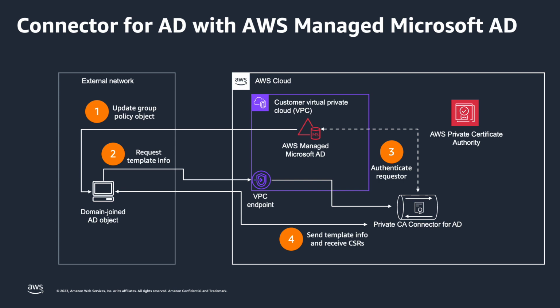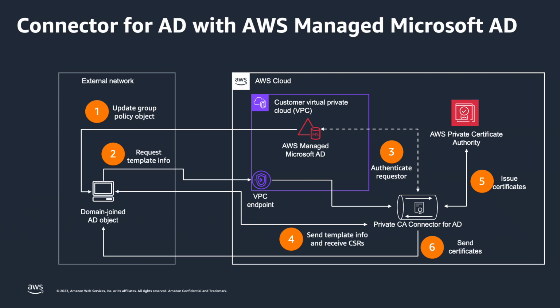Now, in step 4 of the diagram, the domain-joined device can receive information about enabled certificate templates and send a certificate signing request, or CSR, to AWS Private CA via the connector for AD. AWS Private CA can then issue the certificate and distribute it to the domain-joined device using the connector for AD.